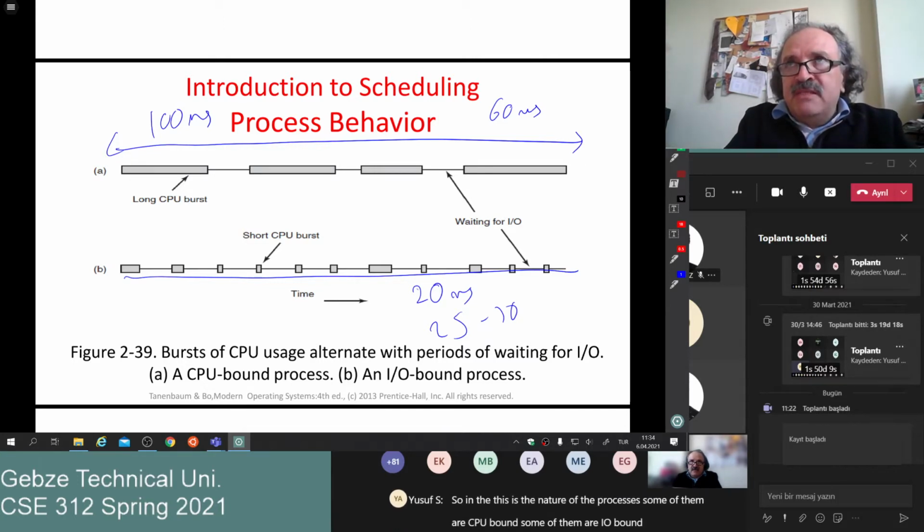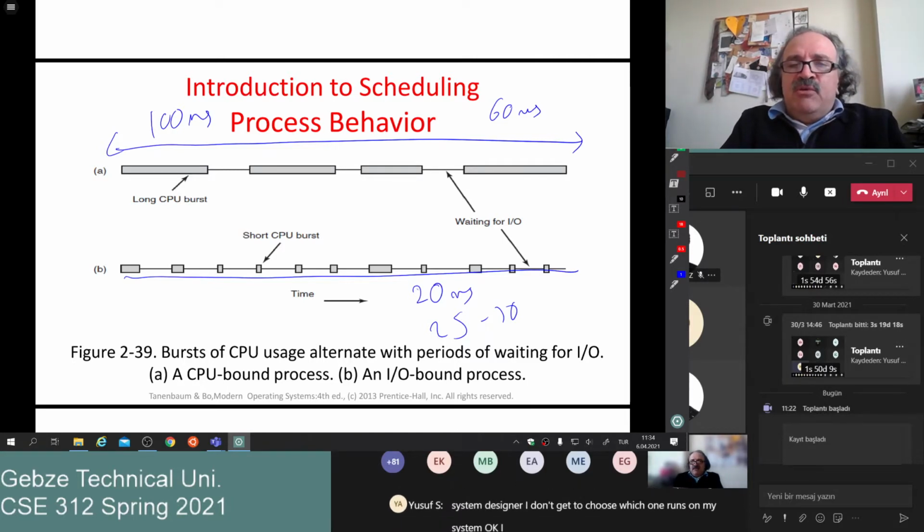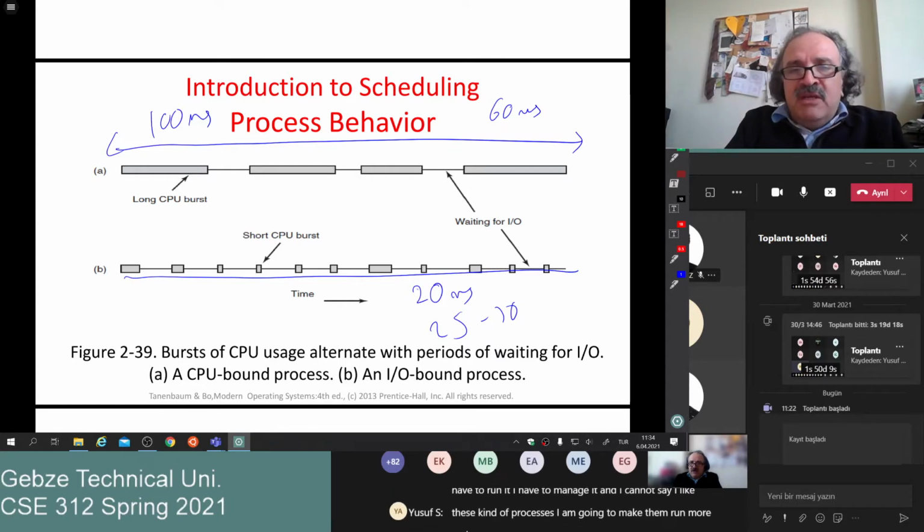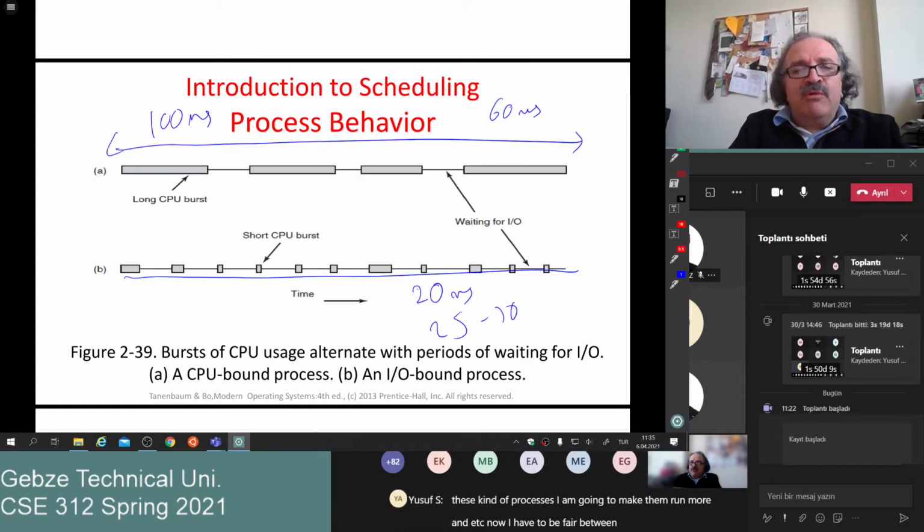As an operating system designer, I don't get to choose which one runs on my system. I have to accept whatever application the user offers me, and I have to run it and manage it. I cannot say I like these kinds of processes and I am going to make them run more. No, I have to be fair between them all the time.